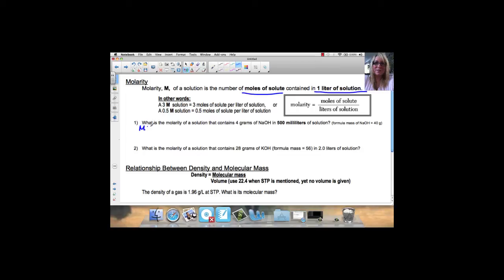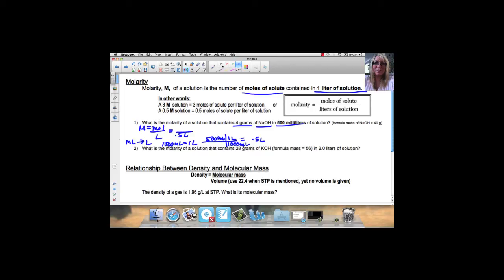So they're asking you to find molarity here. Molarity equals moles over liters of a solution that contains 4 grams of sodium hydroxide and 500 mL of solution. First of all, you need to know how to convert milliliters to liters. And you know that 1,000 milliliters is equal to 1 liter. So if I have 500 milliliters, dimensional analysis, 1,000 milliliters equals 1 liter. Milliliters cancel. So 500 divided by 1,000 is 0.5 liters. So I know that this is going to be 0.5 liters in the denominator.